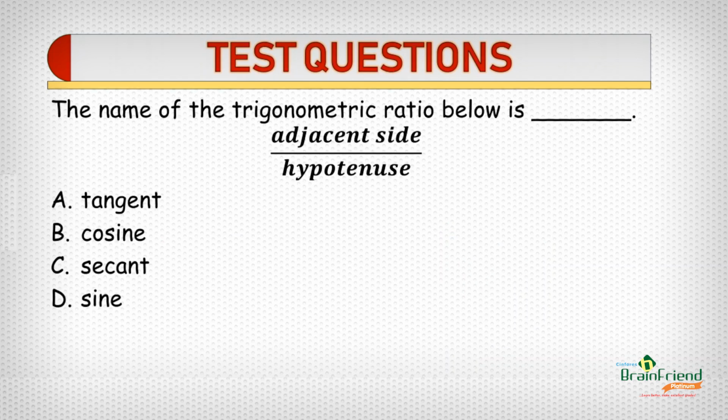Question 2. The name of the trigonometric ratio adjacent side over hypotenuse is option A, tangent. Option B, cosine. Option C, secant. Option D, sine. The correct answer is option B, cosine.